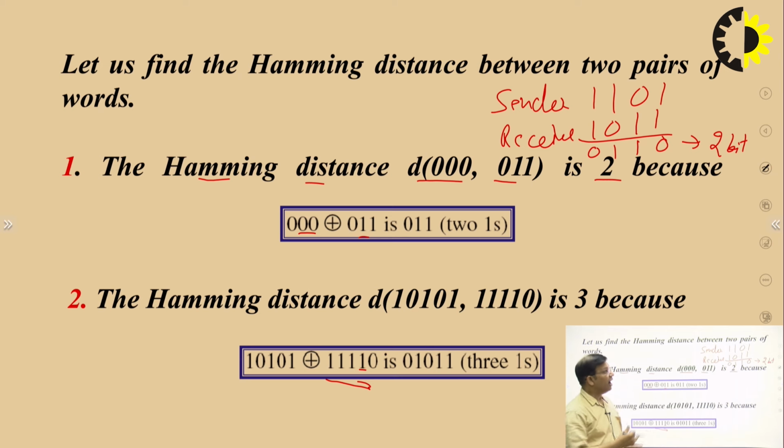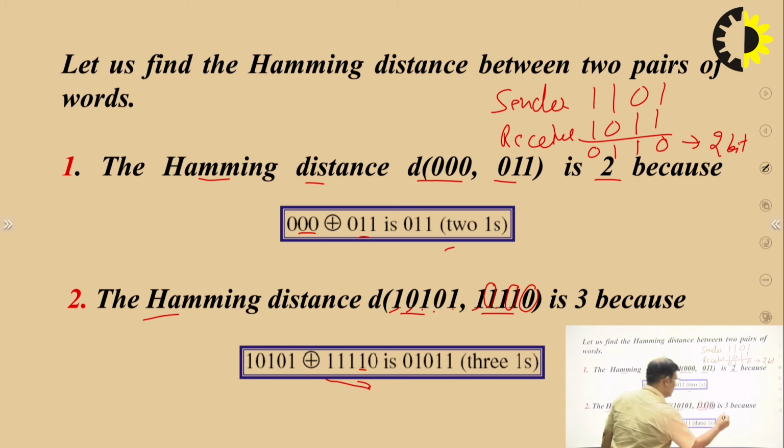So we can apply the XOR operation, or we can check how many bits are changed. If there is a 0 and then a 1, it has been changed. So there are 2 bits. Now the Hamming distance in this next example: the first bit is the same, the second bit has been changed, the third bit is the same, the fourth bit has been changed, the fifth bit has been changed. So 3 bits have been changed.